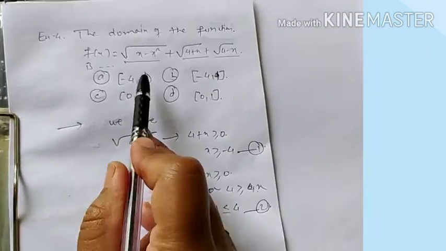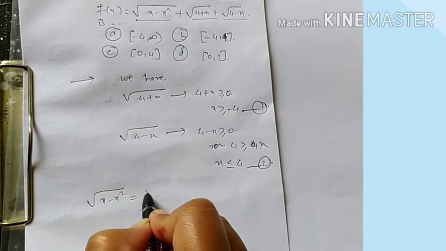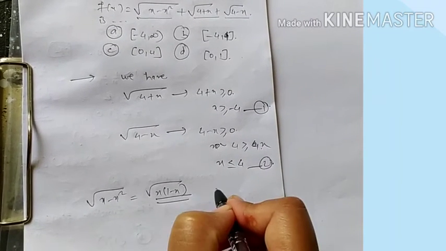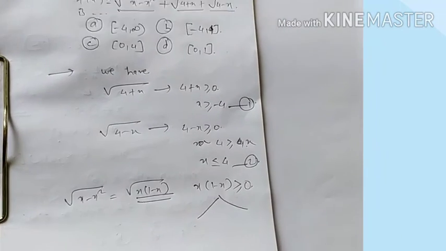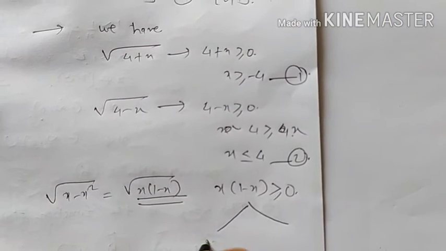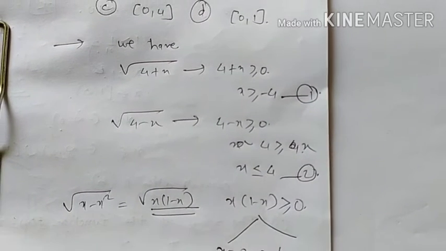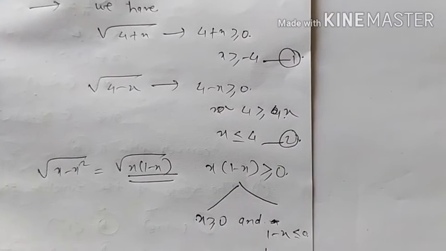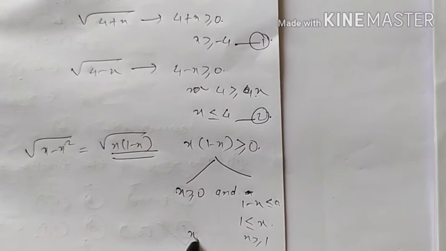Now for the first expression, that is square root of x minus x square, this we can write square root of x in bracket 1 minus x. So for making this quantity positive, that means x into 1 minus x greater or equal to 0, we have to take one term positive and one term negative. So we need x greater or equal to 0 and 1 minus x less equal to 0.